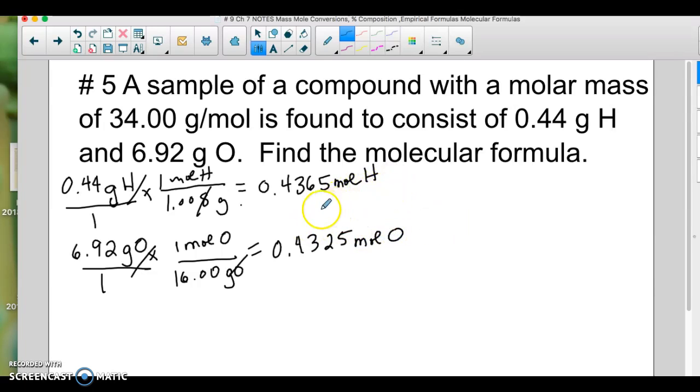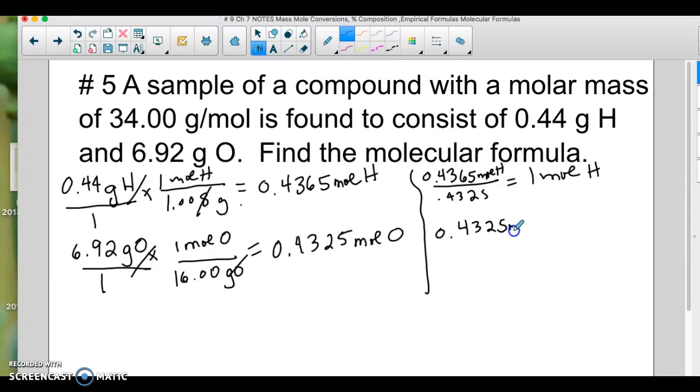The next step is to divide both of these by the smallest number. So I would take my moles of hydrogen divided by 0.4325. That means I'm going to have 1 mole of hydrogen in my empirical formula. And for oxygen, you can see that I'm also going to have 1 mole of oxygen. So my empirical formula is going to be HO. You don't have to worry about order, but the one with the lower electronegativity goes first.